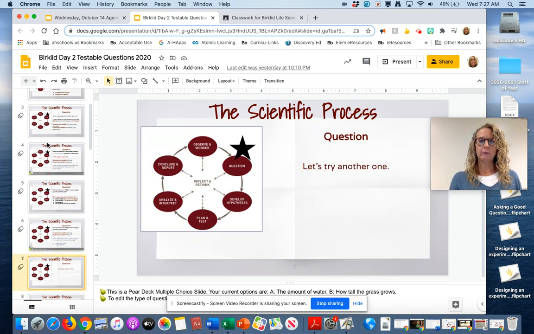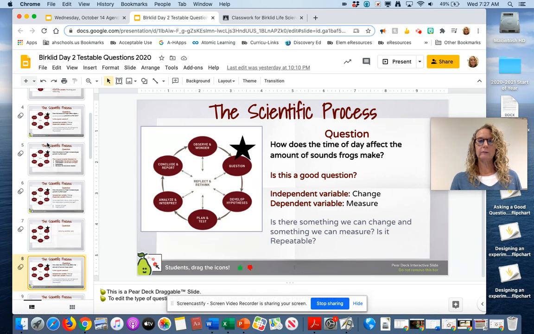So let's try another one. How does the time of day affect the amount of sounds frogs make? Is this a good question? So again, is there something we can change? Is there something we can measure? Is it repeatable? And could we have the resources we need? Think about it, thumbs up or thumbs down.